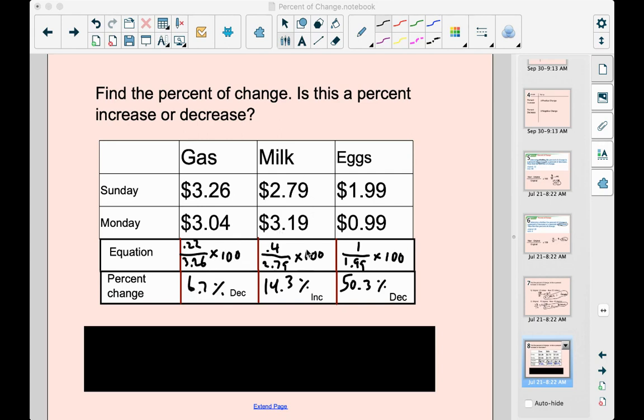Okay. For milk, it went up 40 cents, so 0.4 divided by 2.79, with the decimal moved two places, gives you about 14.3%. And lastly, eggs went down $1. So 1 divided by the original price, which was 1.99, multiplied by 100 gives you just over 50%, about 50.3. Okay.